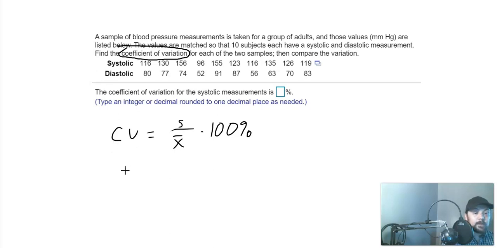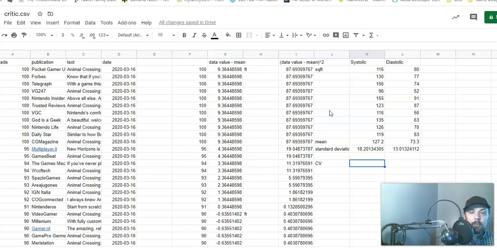All right, so let's go ahead and do that calculation here for this set. Actually, I'm not going to do it on the screen here. As you saw on my spreadsheet, I went ahead and typed out the data. These are the systolic numbers, these are the diastolic numbers, and then I found the mean and the standard deviation ahead of time.